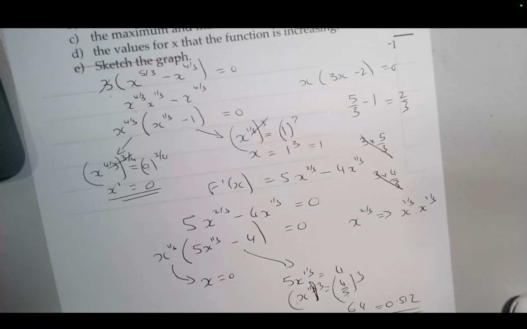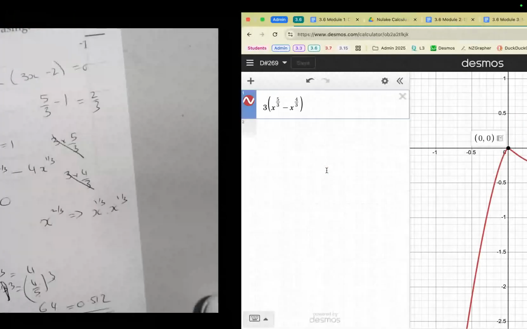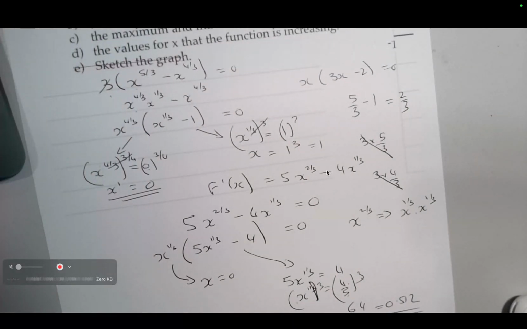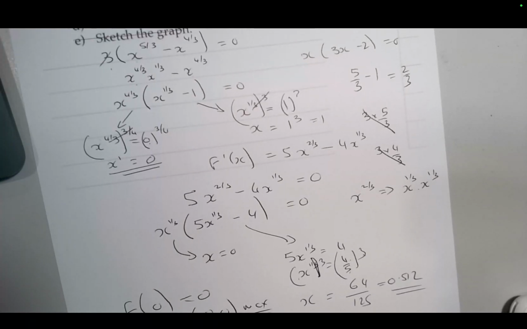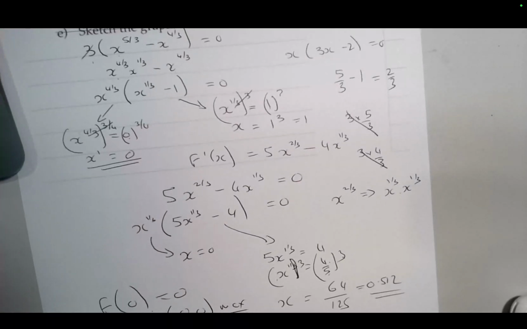Negative 0.2458, around that. So the coordinate point there was (0.512, negative 0.2458), and that is a minima.